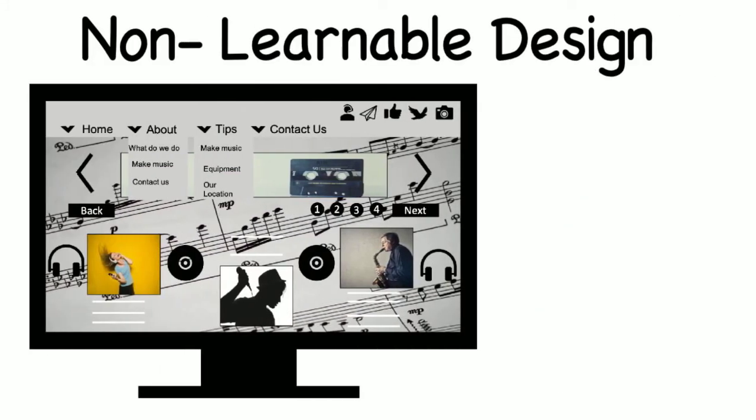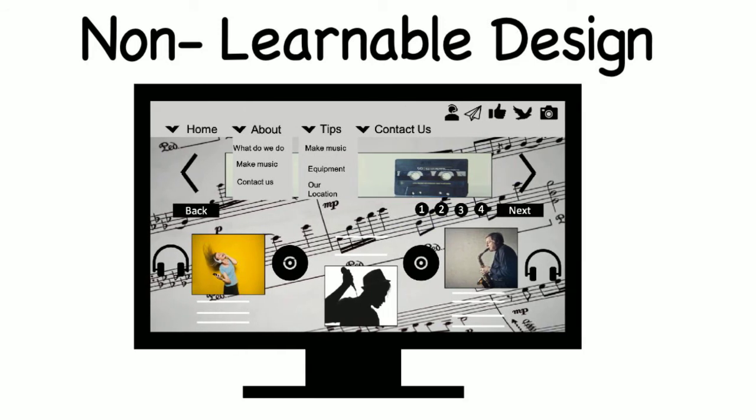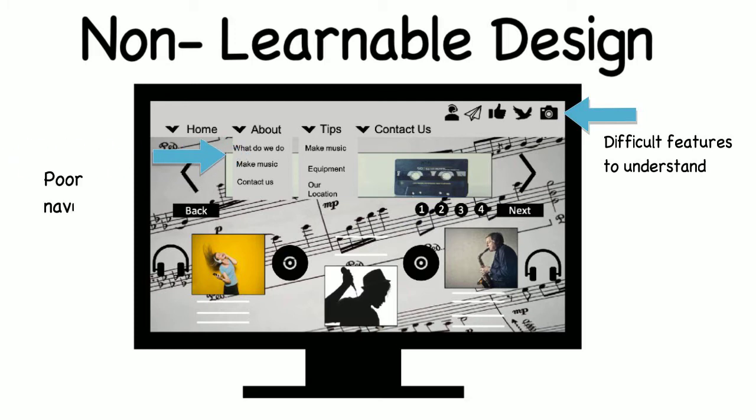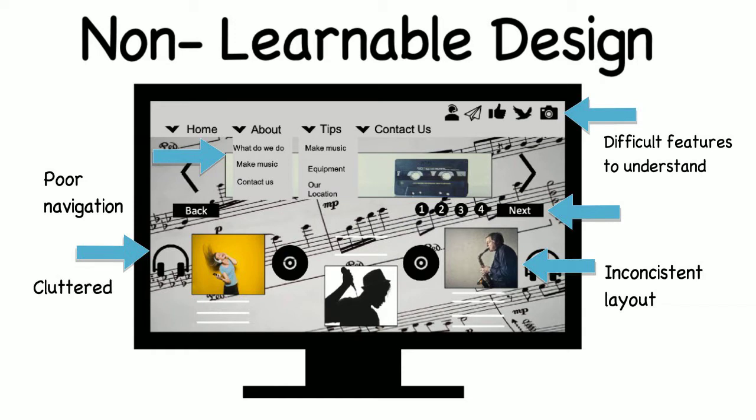Here is an example of a website design that may be difficult for the user to learn how to use. What are some problems you notice? First, the contact features are difficult to understand because they are not the typical icons users are familiar with. Second, the navigation tabs are not organized well. Third, the layout is inconsistent, making it difficult to scan the page. Finally, there is a lot of clutter between the extra images and navigation features. Now, here is a more learnable website design.